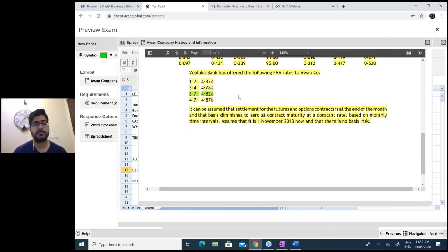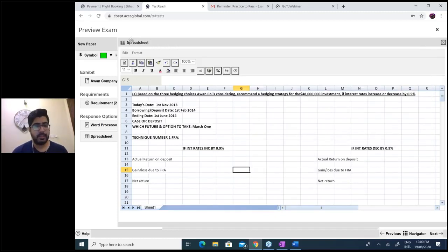This green highlighted one. Why? Again, this is not possible to do without looking at the dates. That's why I wrote the dates first. Today's date is 1st November. I plan to deposit on 1st Feb, so after 3 months, till 1st June. 1st Feb to 1st June is 4 months. So after 3 months for 4 months, the relevant FRA is 3-7 at 4.82%. Okay. So let's start.